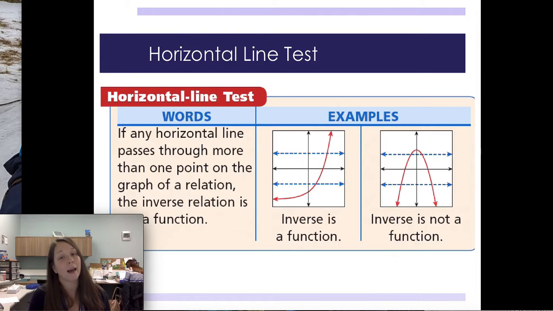So the horizontal line test is just the inverse of that, really. So what it means is when a horizontal line crosses the graph only once, the inverse of that picture is a function. If it crosses more than once, then that means the inverse of that picture is not a function.